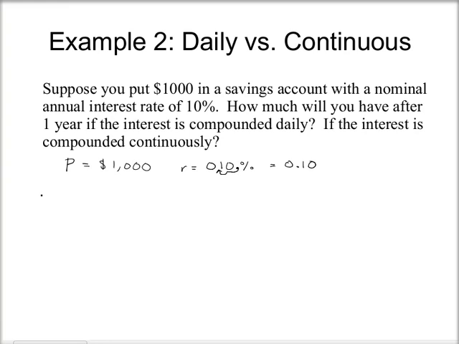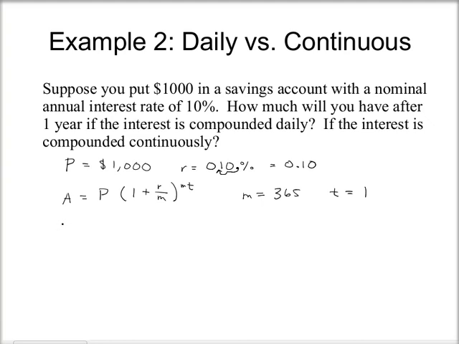Now, for my interest being compounded daily, my formula is A equals P times (1 plus R over M) to the power of M times T. This is from the last section. Here I've already got what P and R are. M is the number of times per year that interest is compounded, so if it's compounded daily, that's going to be 365. And T, I want to know how much I'll have after 1 year, so T is equal to 1 for 1 year.